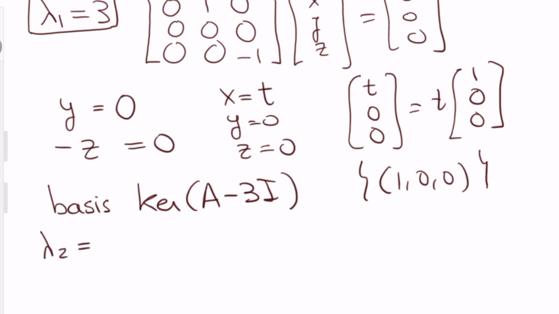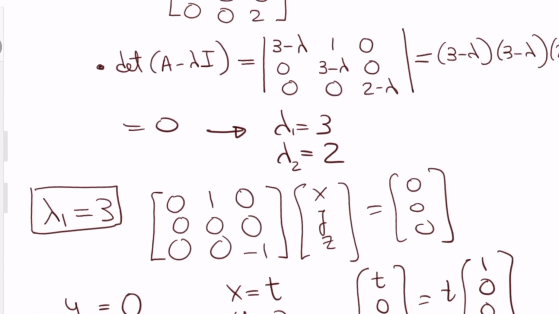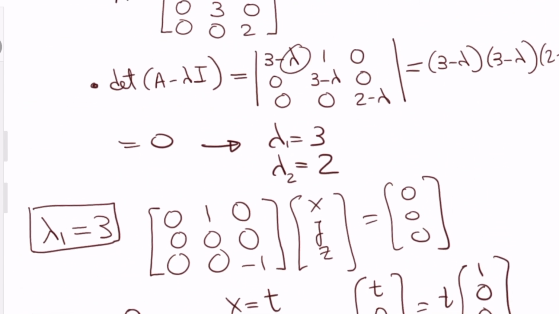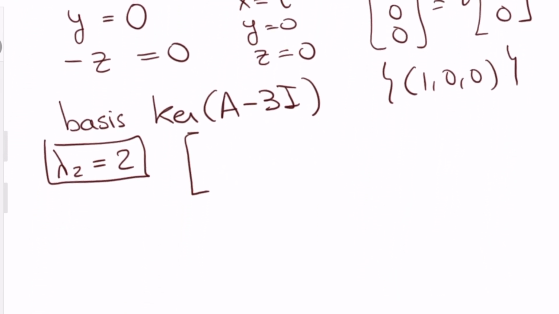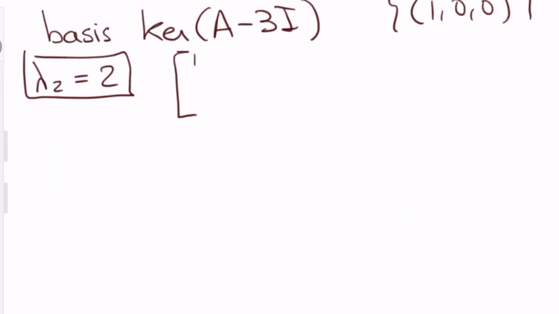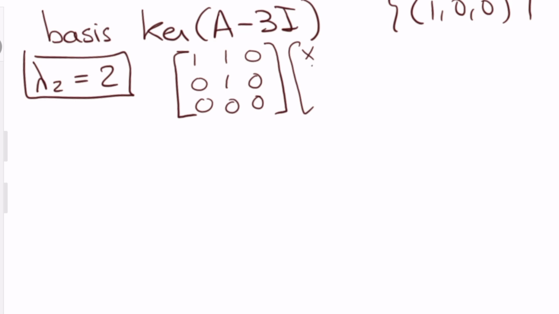So for the eigenspace lambda equal 2, we again construct the matrix here. So we go back to our matrix here. We have to put lambda equal 2 now in this matrix. So that will be 3 minus 2, which is 1, and then 1, 0, 0, 3 minus 2, which is 1 again, 0, and then 0, 0, and 2 minus 2, which is 0. And so again we multiply by (x, y, z), which has to be 0.